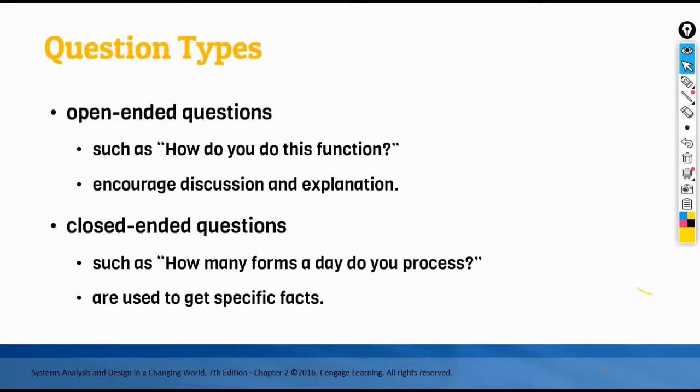Questions can either be open-ended, which allow the stakeholder to discuss and explain, or close-ended, which are useful for getting specific facts and numbers. Open-ended questions such as how do you do this function encourage discussion and explanation, and close-ended questions such as how many forms a day do you process are used to get specific facts.